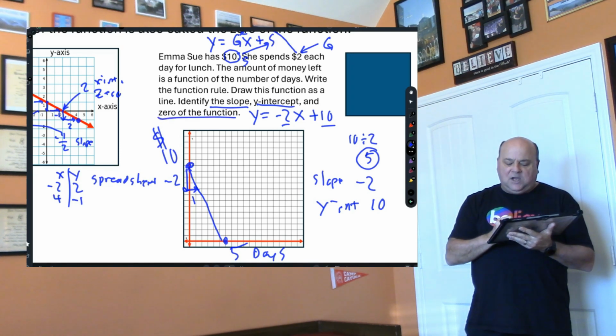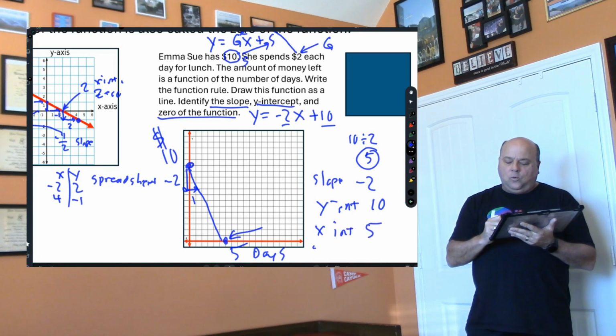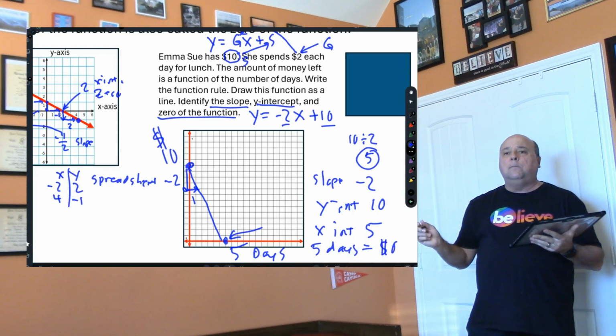The 0 of the function is the x-intercept. The x-intercept is 5. What happens at 5 days? I run out of money, don't I? I have no more money.